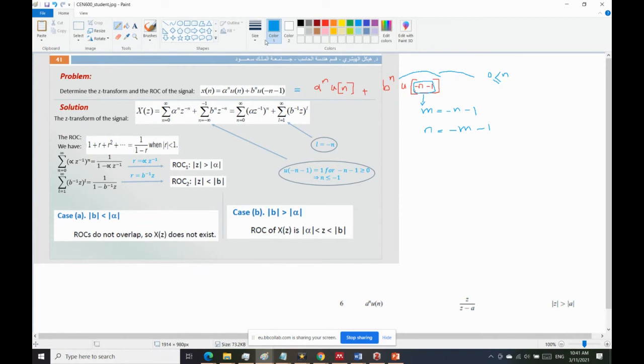Sorry, no. This range is for u[n], but for here it's complicated. So the range of x[n] is, u[n] here will not be defined unless minus n minus 1 is above 0, because otherwise, for the negative argument, the u[n] will be 0. We know u[n] is only nonzero above 0, so this must be above 0.